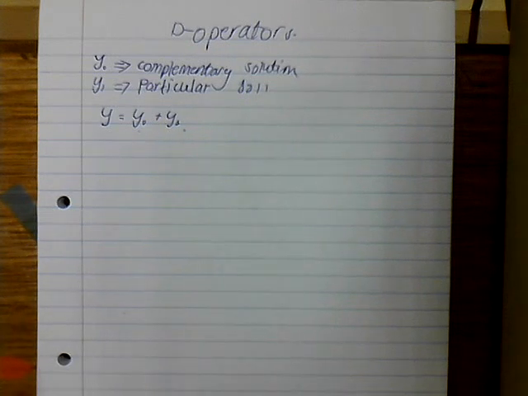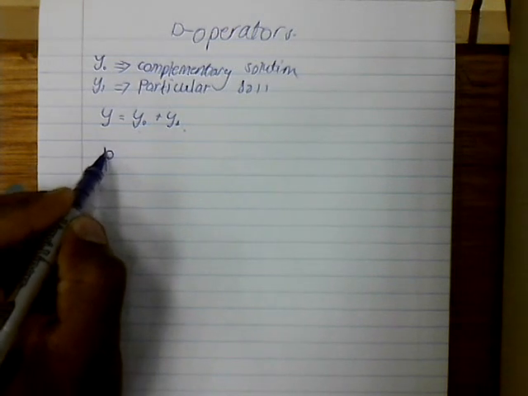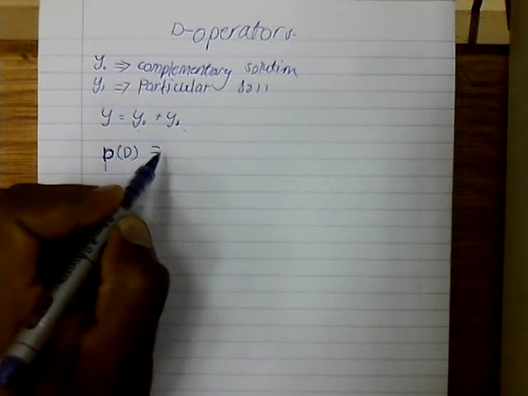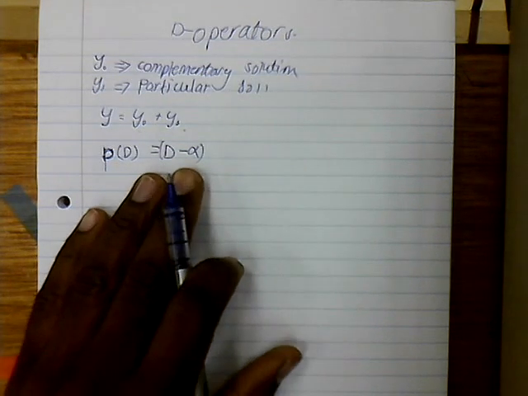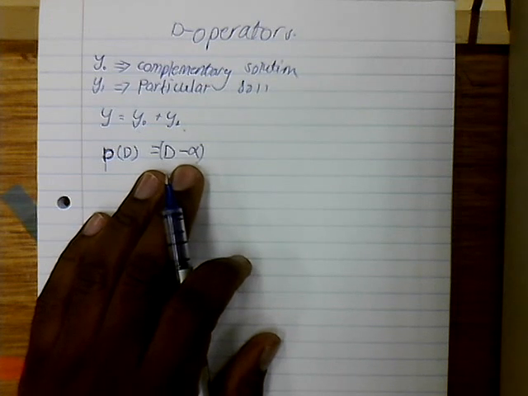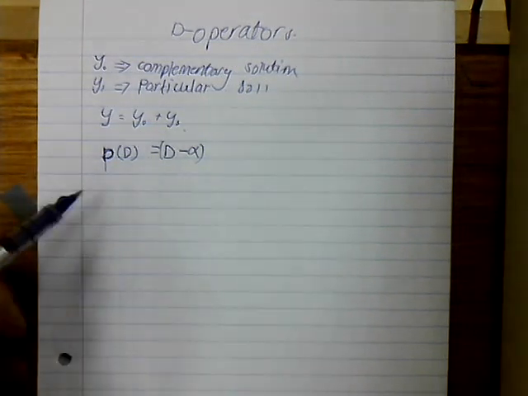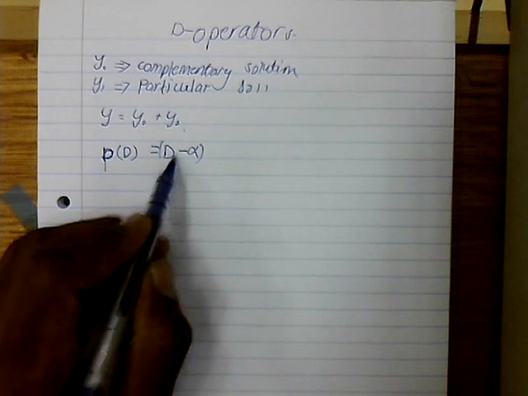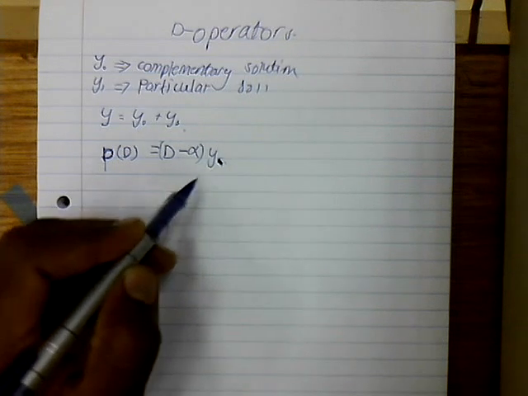And then going forth, say we have an operator which is linear. Say we have operator P(D) is equal to D minus alpha. Okay. Say that our operator is given this way, and if we want to determine the complementary solution of this, which is y naught, so let this operator operate on y naught.